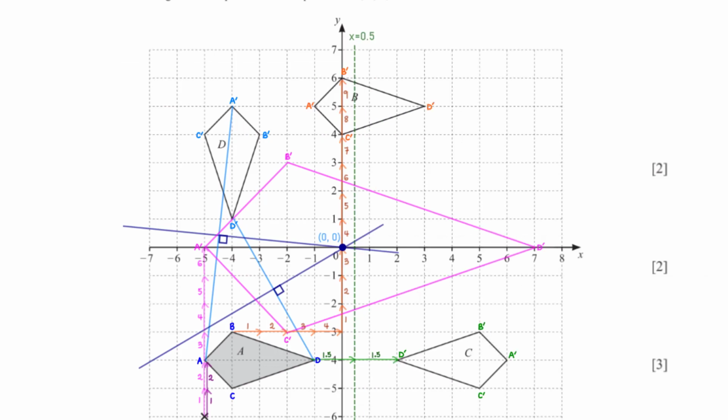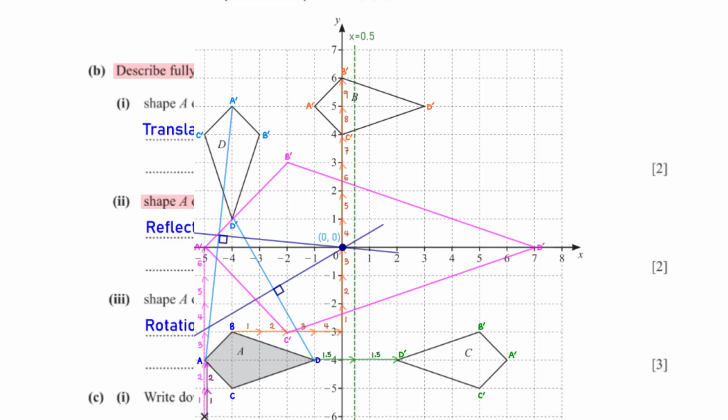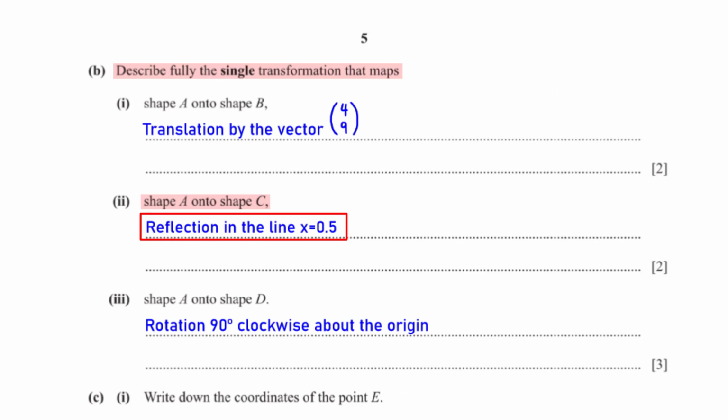When we look at shape A and shape C, they have the same size but their orientation is different, which means the transformation is either a reflection or a rotation. In this case, we see that shape C is a mirror image of shape A in the line x equals 0.5, and so the full description for the transformation will be reflection in the line x equals 0.5.